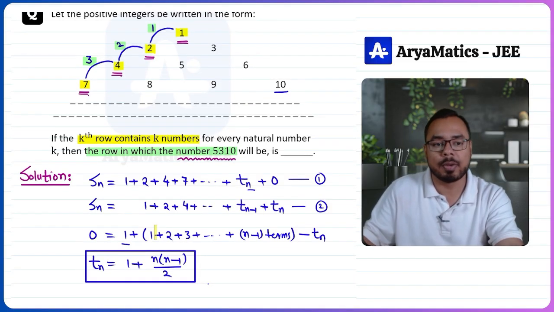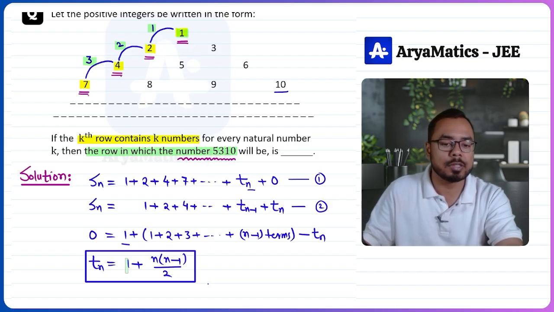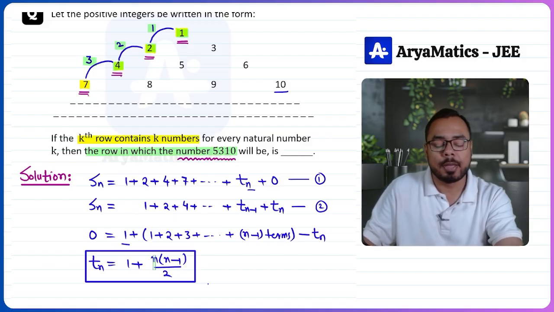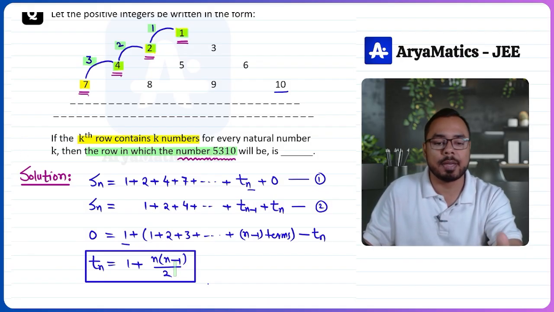If I take n as 1, then we get this element 1. If I take n as 2, then we get 1 plus 1, that is 2. If I take n as 3, then we get 3 into 2 by 2, so this will be 3 plus 1, that is 4. Similarly, if you take n as 5, then you will get 5 into 4 by 2 plus 1, that will be 11, right? And so on. So using this formula, you can get the first element of the nth row.